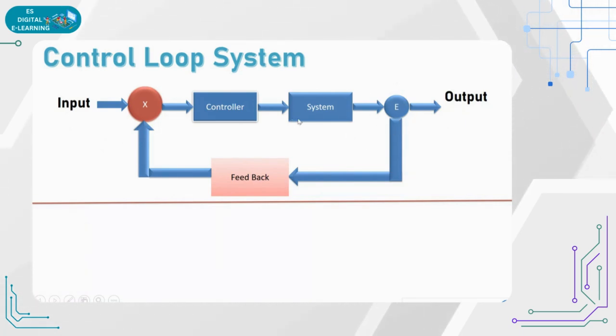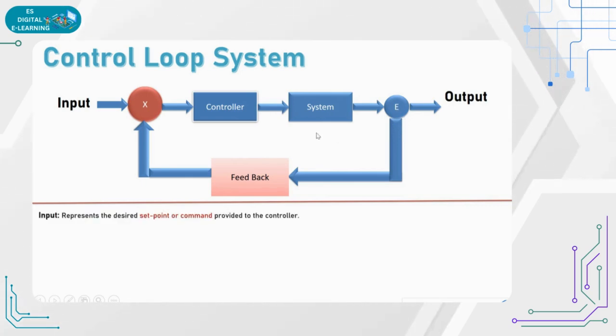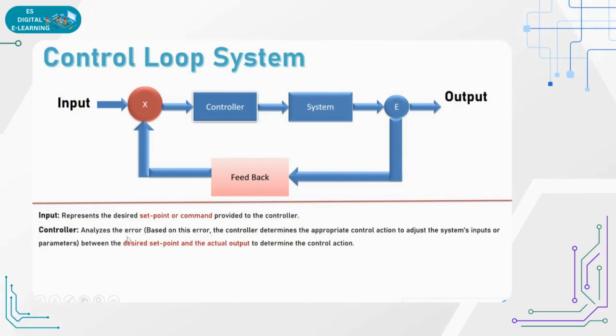Any input that is not going in a proper way to the output will be given as feedback to the input, to the controller or the system, so that it will be updated. And what is the input? The same set point and command will be provided. The controller analyzes the error. Based on the error, the controller determines the appropriate control action to adjust the system input parameters.